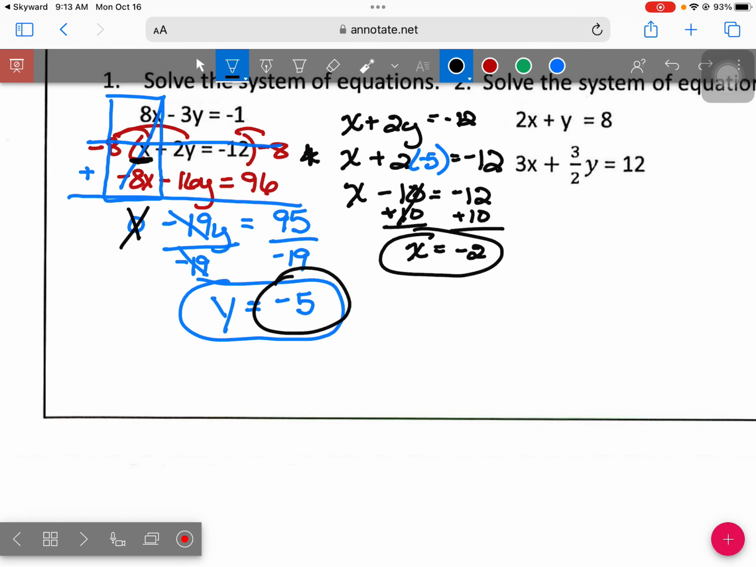So what does this mean? This means that these two equations are what kind of lines? Intersecting lines that have a single point where they intersect as its solution. So the answer here in solving this system of equations is negative 2, negative 5.